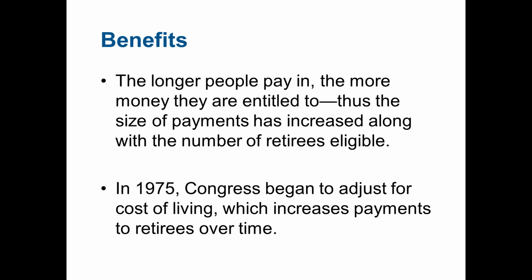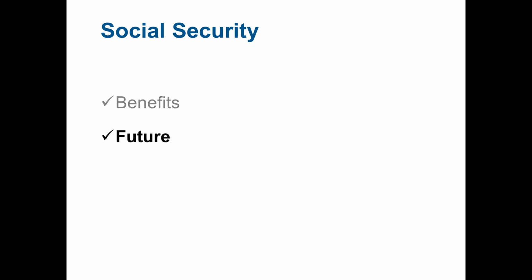Another note on the way the system works is the longer you pay in and the more money you pay in, the more money you're entitled to take out on a monthly basis when you retire. And actually, the size of payments has also increased in addition to just the number of people receiving benefits. Also in 1975, statutory changes to the program were introduced that index it to the cost of living. So if there's a period of inflation and the cost of things goes up, the payments to retirees increase in value as well in response. So this is how the program works.